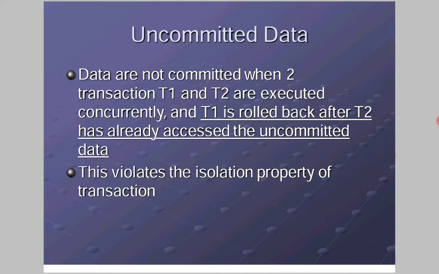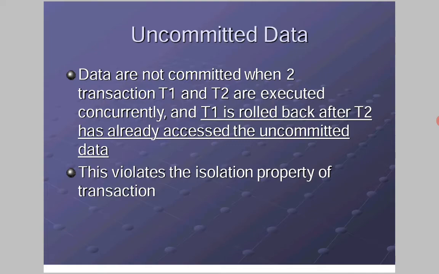So what are the different properties of transactions? The properties of transactions are called ACID properties. A means atomicity, C means consistency, the third, I, means isolation, and D means durability.